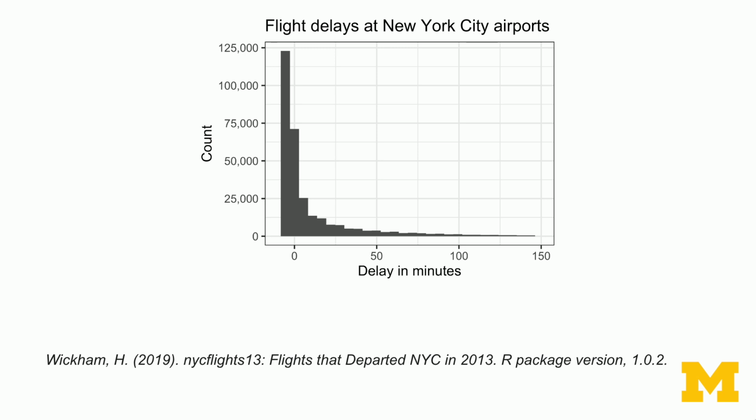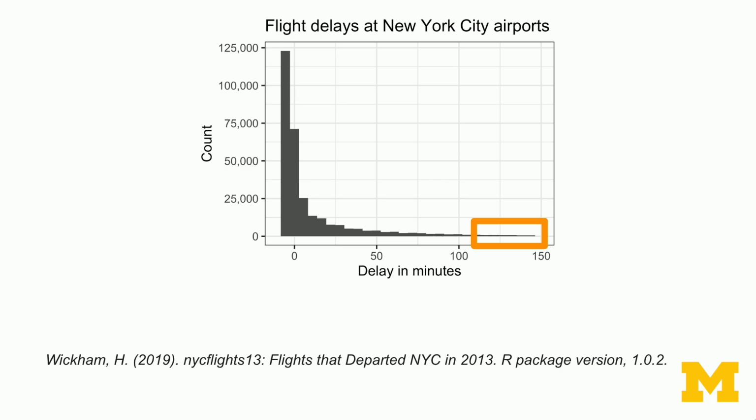Here we have a histogram of flight delays at New York City Airport in 2013. The height of each bar represents how many flights had a delay around that many minutes. And here we see on the y-axis again is the count. So we can see that the highest bar is around 0 minutes or even less, meaning that the flight was ahead of schedule. But there are a couple of flights with extremely long delays.